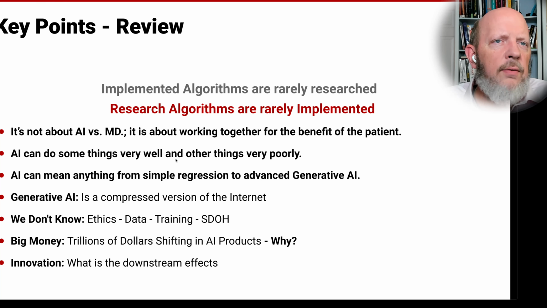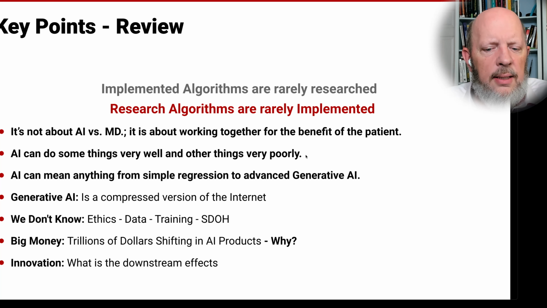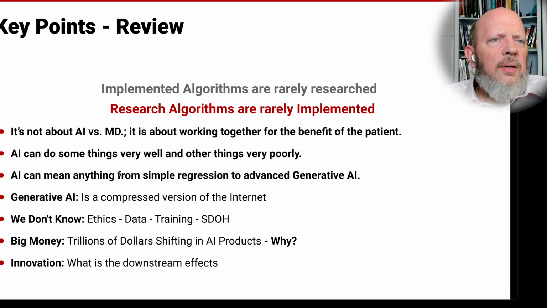AI can do some things very, very well and some things very, very poorly. I didn't include the slide, but AI is very, very good at detecting cancer or spots on a radiological exam. But it's very, very poor at writing radiological reports. So, very interesting. AI can mean anything. It's a very clicky buzzword, AI, machine learning, blah, blah. So just be careful.